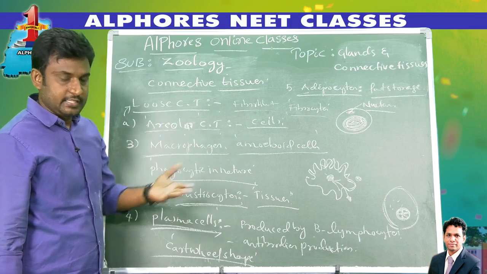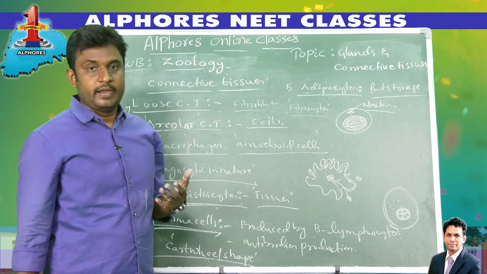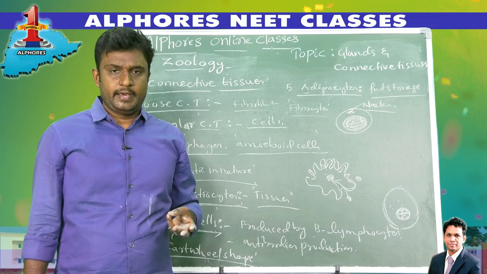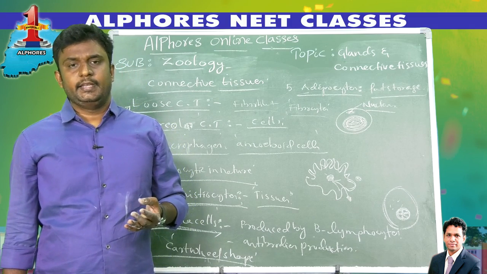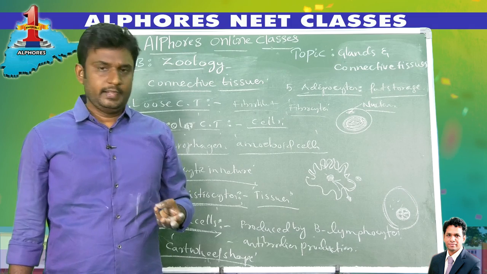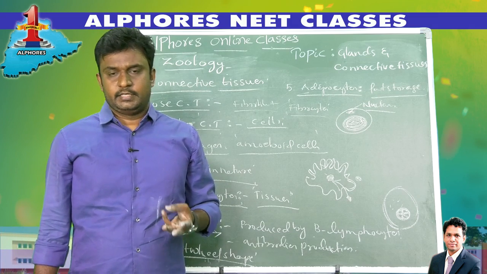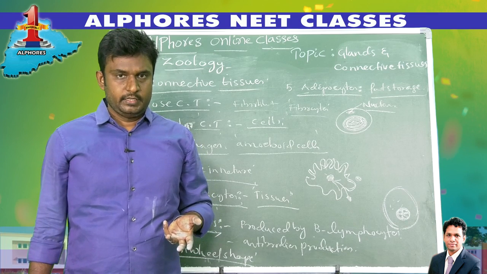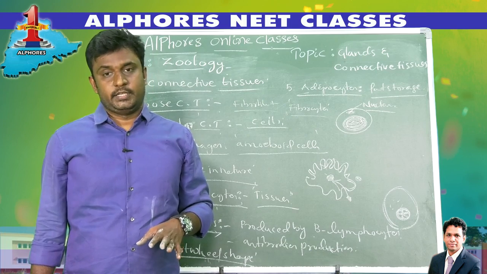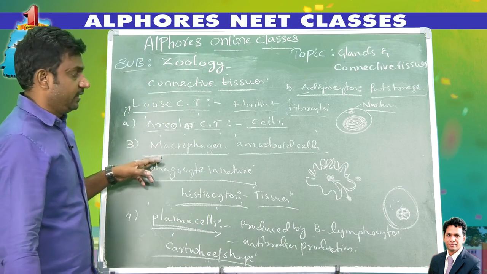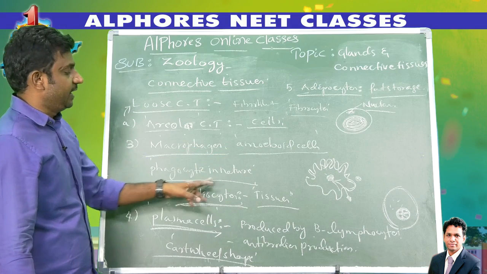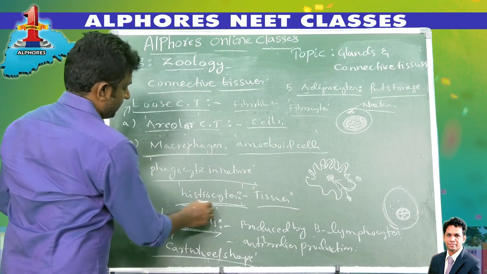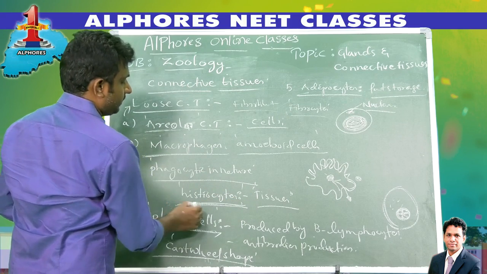Mast cells are also present. We discussed the mast cells. Mast cells secrete heparin, histamine, bradykinin and serotonin. Heparin is an anticoagulant. Histamine and bradykinin are vasodilators. Serotonin is a vasoconstrictor. Then macrophages are amoeboid cells, phagocytic in nature, and the macrophages present in the tissues are called histiocytes.